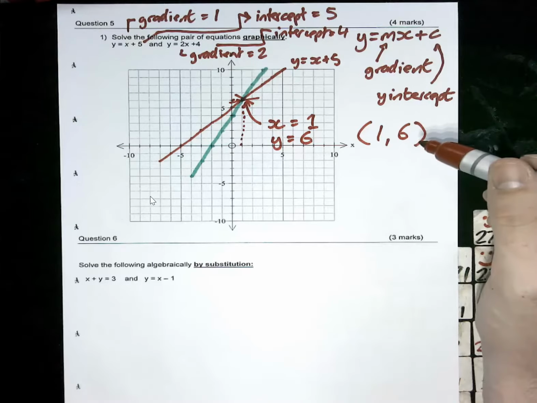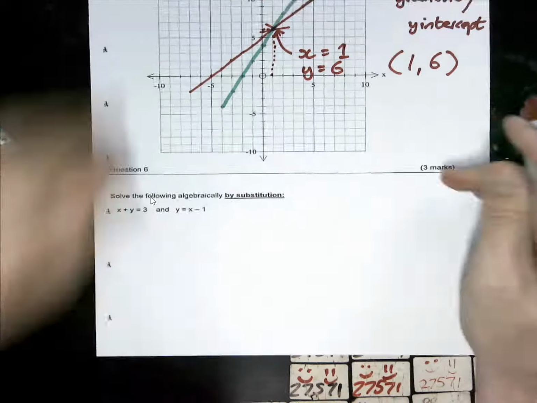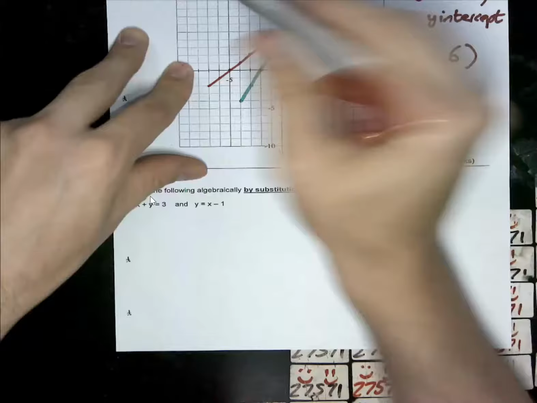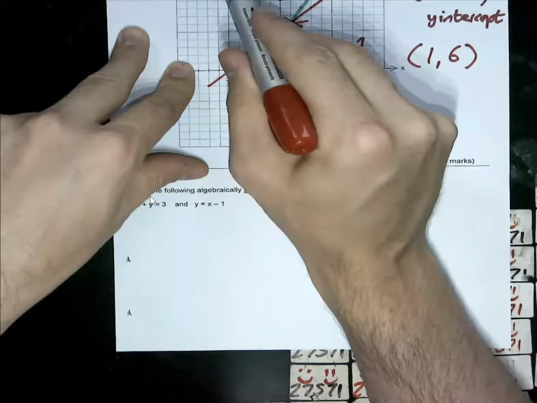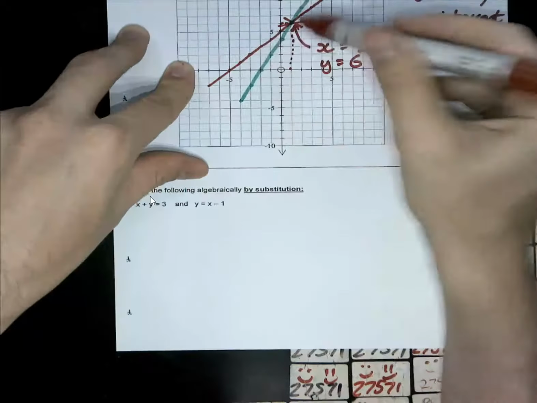Cool. So that's how you do that. There should be a question about that on the test, but they're pretty easy really. You've just got to be comfortable with looking at an equation like this and saying, how do I know what gradient this is, and how do I know where it crosses the y-axis?